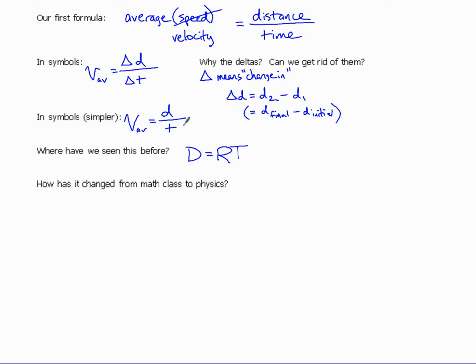How has it changed from math class to physics class? We had distance equals rate times time. Here's our new symbols. Lowercase d for distance equals average velocity times t for time.